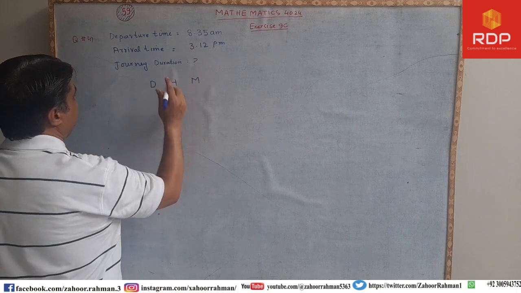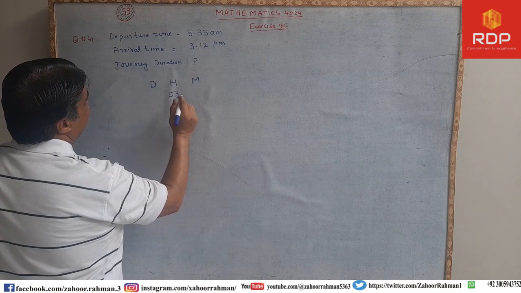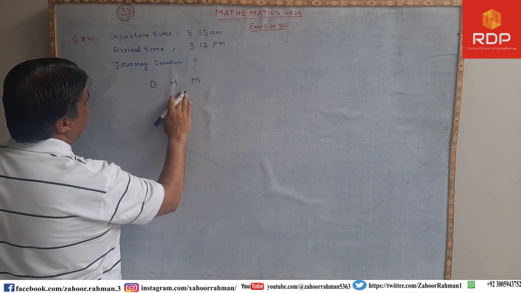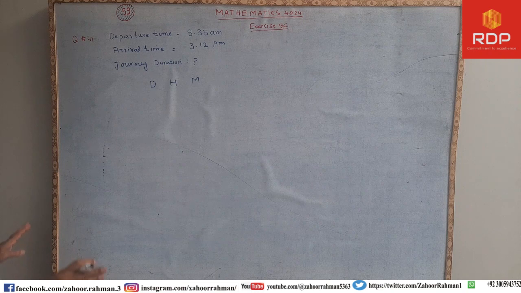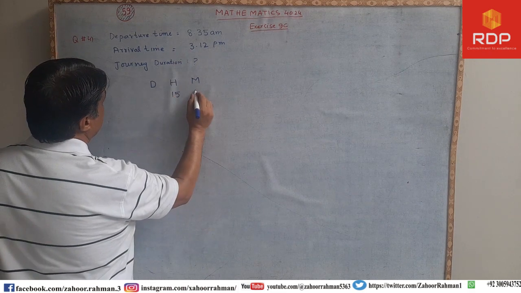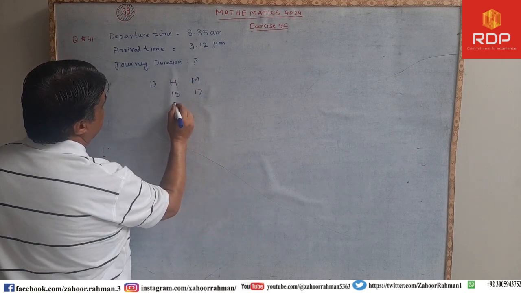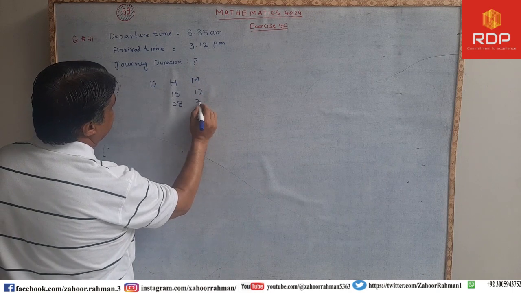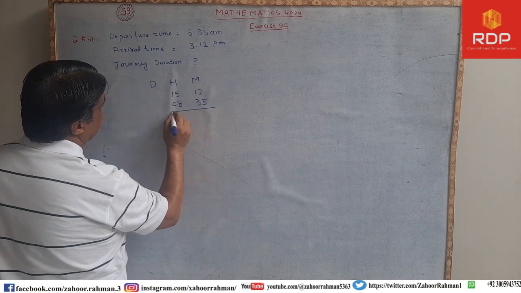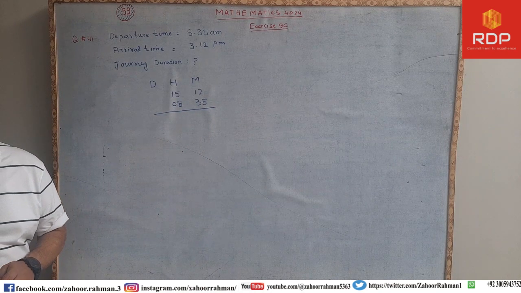is from arrival time. This is 03, and you have to write it in universal time. Convert it to universal time. So 3:12 p.m. means 15:12, and 8, so it is 08 and 35 a.m. So we have to subtract it.